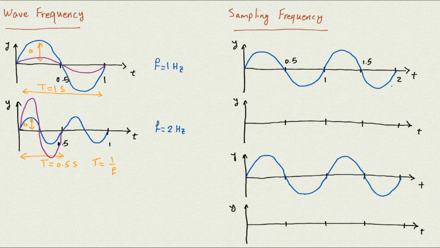So we have a wave that goes one up and down in 1 second, so it has a frequency of 1 hertz. Now assume we want to measure this wave.